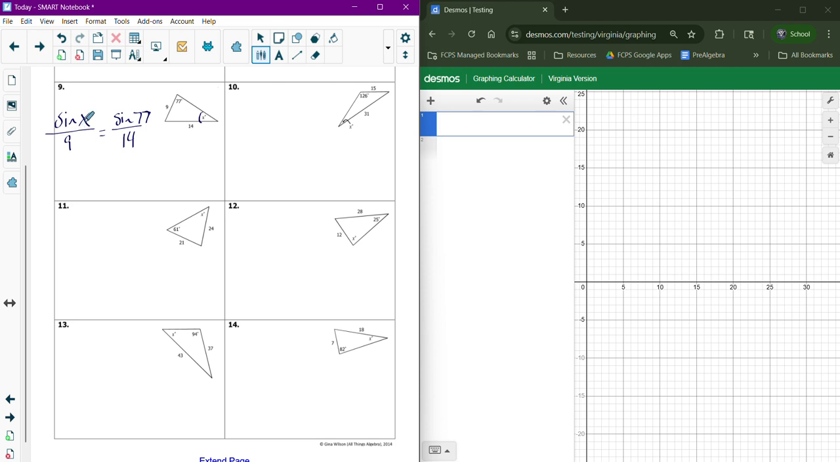I want to figure out how to get x by itself here. So I'm going to multiply the 9 over to the other side. That would give me sine of x equals sine of 77 over 14 times 9. And then I want to cancel out this sine function. That's where we're going to use an inverse trig function, or inverse sine, to cancel out that function. If I do it on that side, I have to do it to the entire side here. So x would equal sine inverse of all of this in parentheses, sine of 77 over 14 times 9.